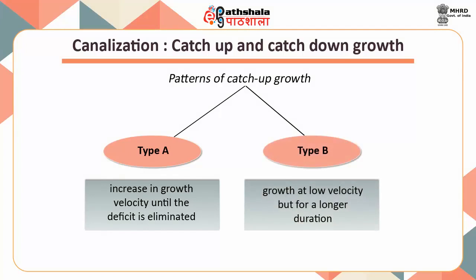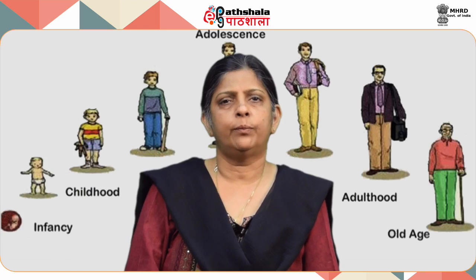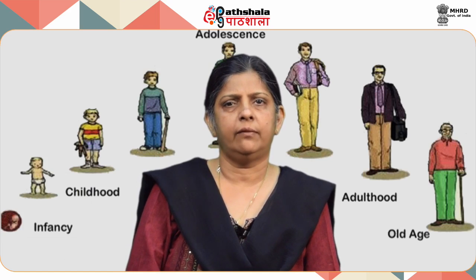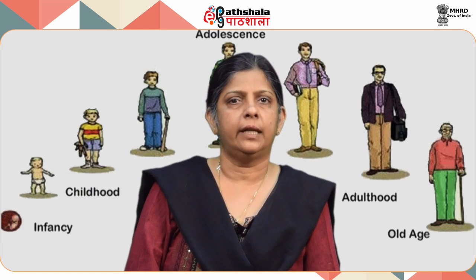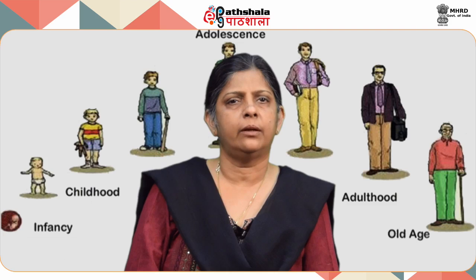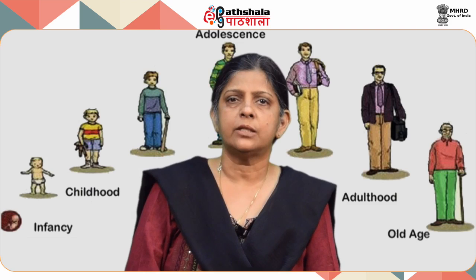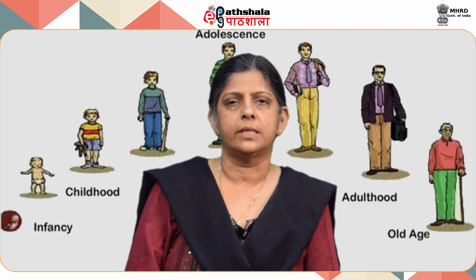Type B pattern shows growth at low velocity but for a longer duration, which may extend beyond the usual age, with a delay in the onset of puberty. When we say that growth pattern is influenced by environmental factors, we need to understand that there are phases of development when environmental exposures have longer-term biological and behavioral consequences than at other times. These consequences would eventually influence the health potential of an individual in a favorable or unfavorable direction.